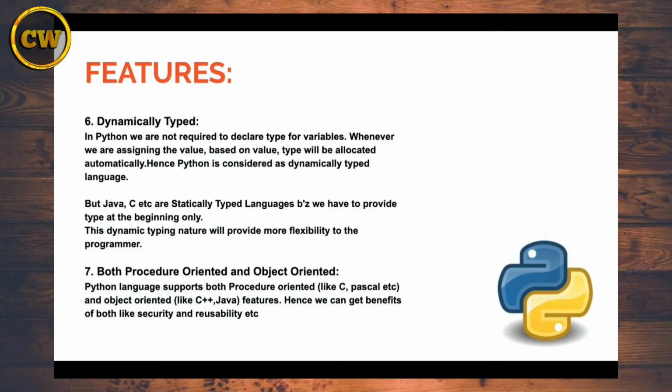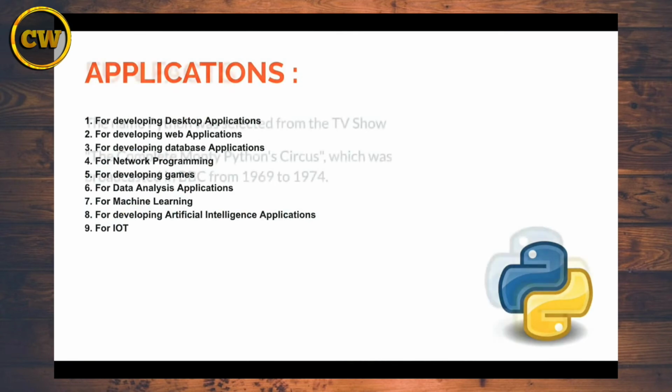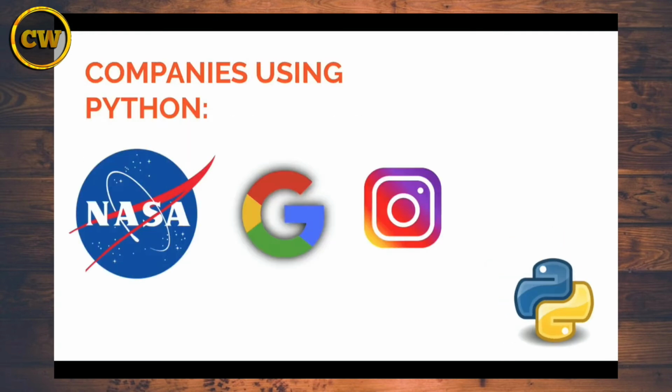Dynamically typed. So as we have seen in Java and C, we have a public class, void class, and there are types of data. There are integer types, float types. You will come to know them soon. In Python, it is not like that. We do not need to specify any type. It is taken automatically. So it is a dynamically typed language.